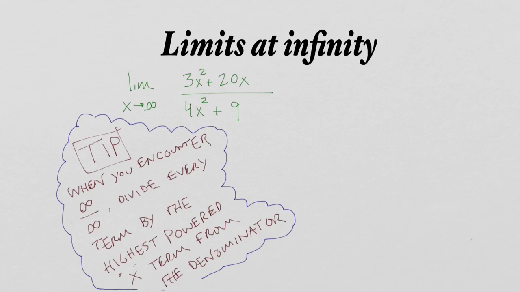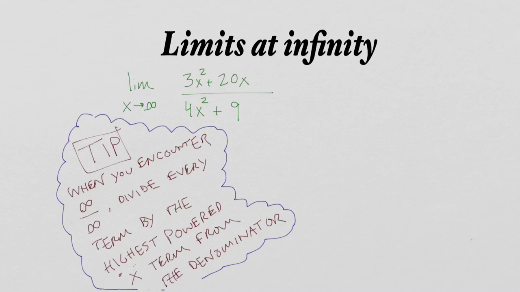So here's the tip. Unlike factoring and canceling stuff out, which in this case would be difficult, when you encounter infinity divided by infinity, when you encounter that indeterminate form, you're going to divide every term in the expression by the highest powered x term from the denominator. Whoa. So let me show you what that means.